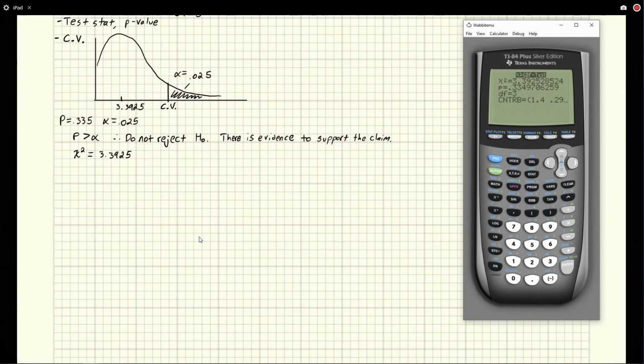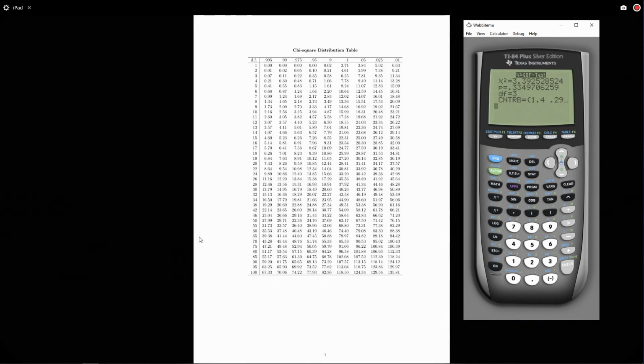Now, by hand, we'll need to find the critical value. And to do that, you have to use the chart. To use the chart, we're just going to note our degrees of freedom is 3 and our alpha is 0.025. So, let's go to the chart. You'll need a chi-squared chart.